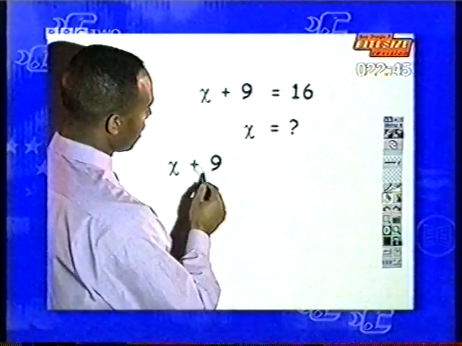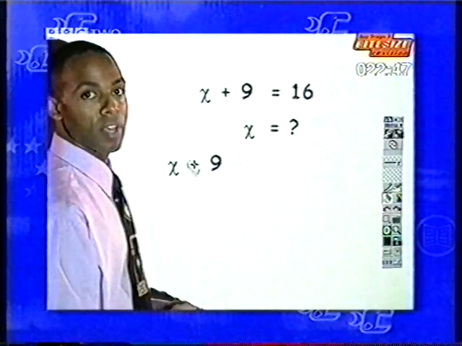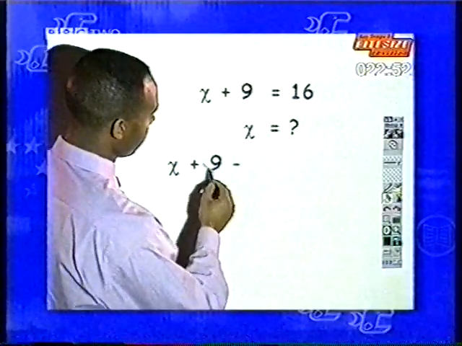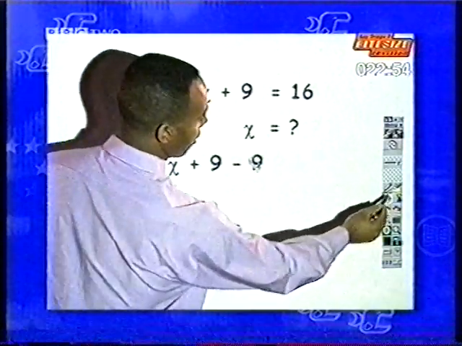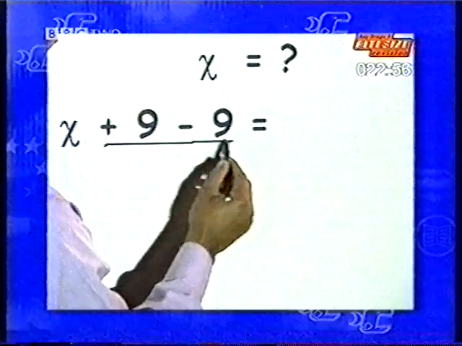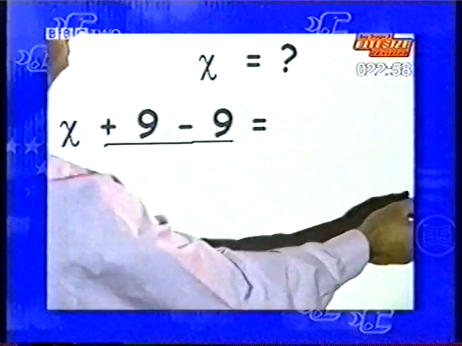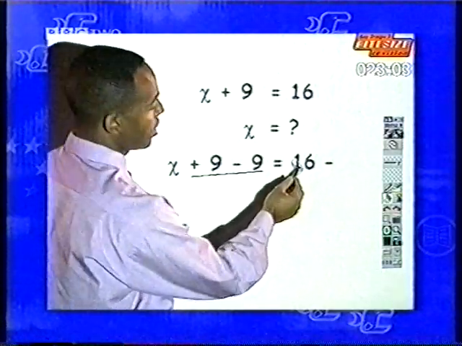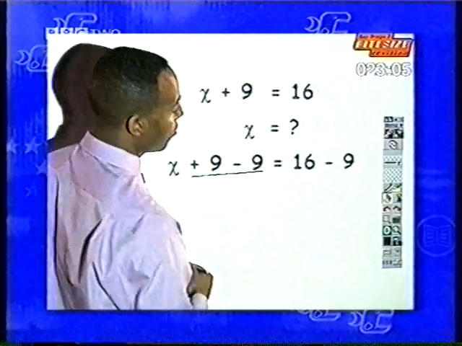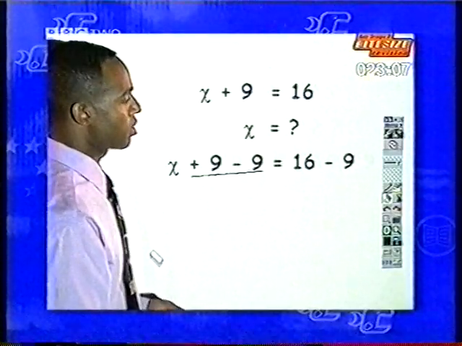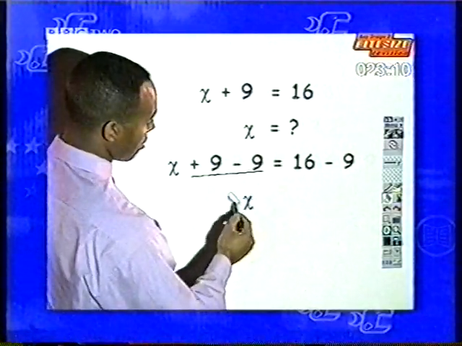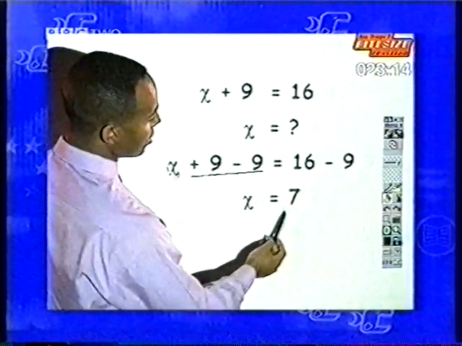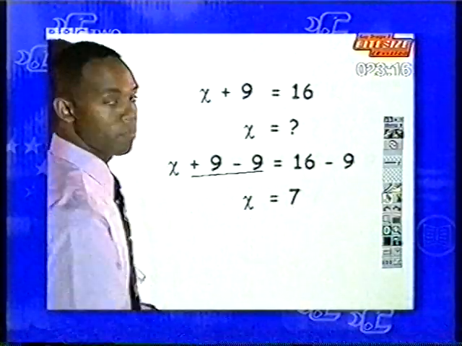X plus 9. So to get x on its own, we've added 9, so let's subtract 9. X plus 9 minus 9 will go to 0. What we do on the left-hand side, we also have to do on the right-hand side. So we subtract 9 from this side. So we have 16 minus 9. So the expression now, x equals 16 minus 9, so x equals 7.